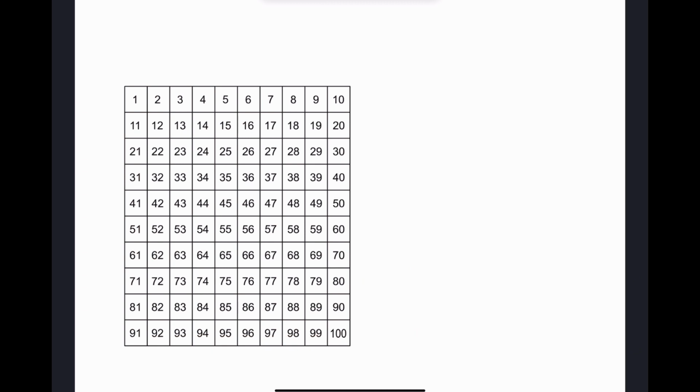Welcome back to Math Marvels, and our big question for today is, can I use this 100 square chart to explore integers and add negative numbers? I think we can do this.